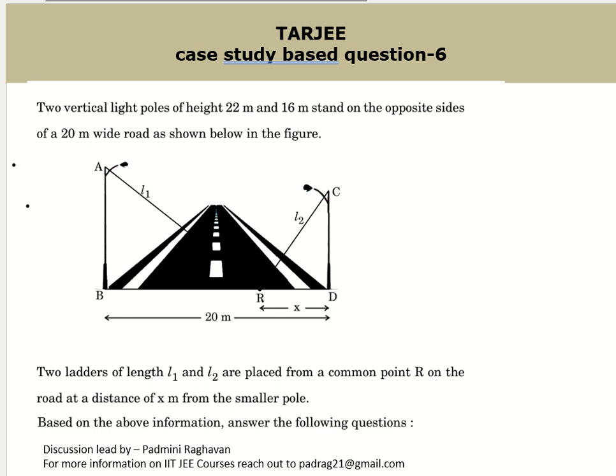Hello everyone. Another case study based question tested in 2026 CBSE board examination. Two vertical light poles of height 22 meters and 16 meters stand on the opposite sides of a 20-meter wide road as shown in the figure. Two ladders of length L1 and L2 are placed from a common point R on the road at a distance of x from the smaller pole. Based on the above information, answer the following questions.